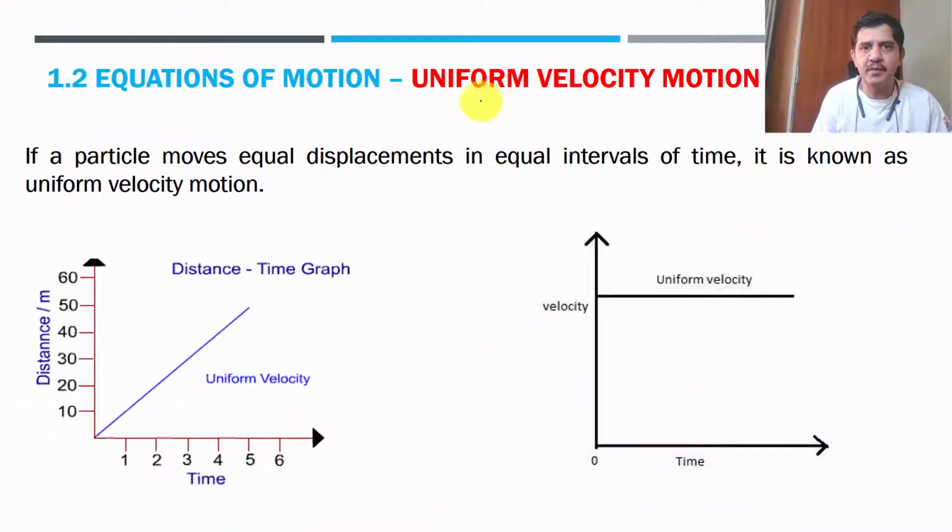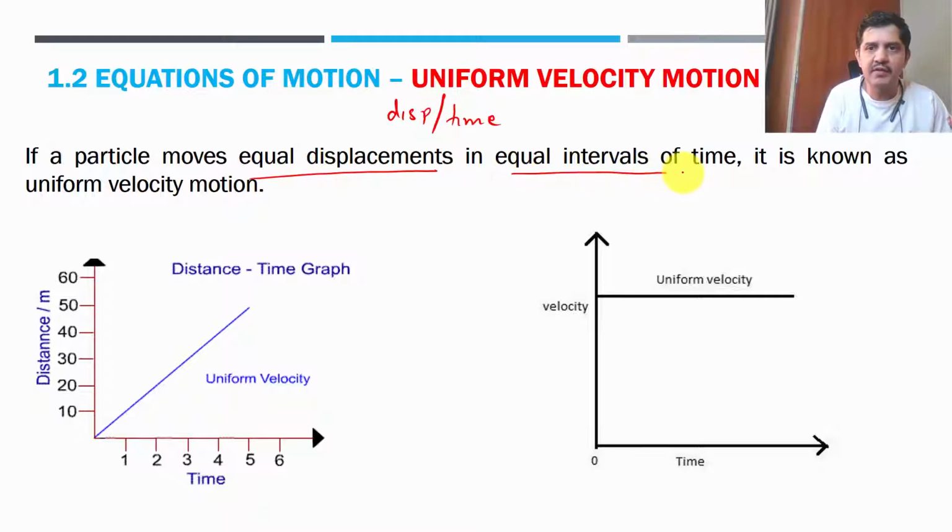Now let us first discuss what uniform velocity motion is. Before that, we already know what velocity is. Now what is velocity? Velocity is nothing but displacement divided by time. Now, if a particle moves equal displacements in equal intervals of time, this is known as uniform velocity motion.